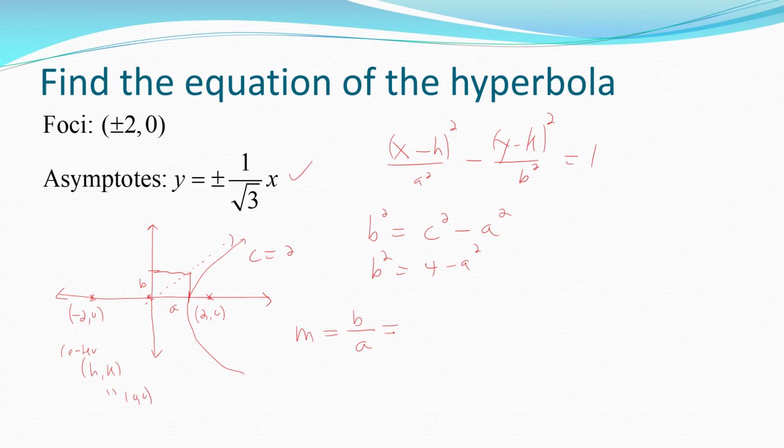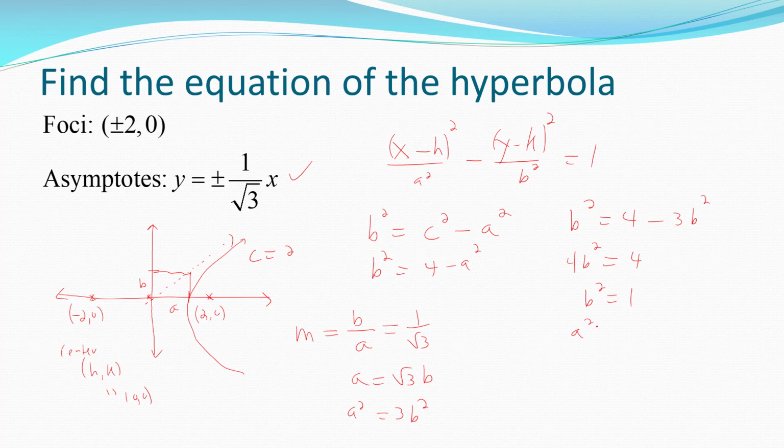So we know the slope, at least in one of the cases, has to be 1 over the square root of 3. So I don't know what they are, but I know a has got to equal the square root of 3 times b. So a squared must be 3 times b squared. Okay, let's just plug that in over here. So we have b squared equal to 4 minus a squared, which is 3b squared. That means 4b squared has got to equal 4. That means b squared has to equal 1.